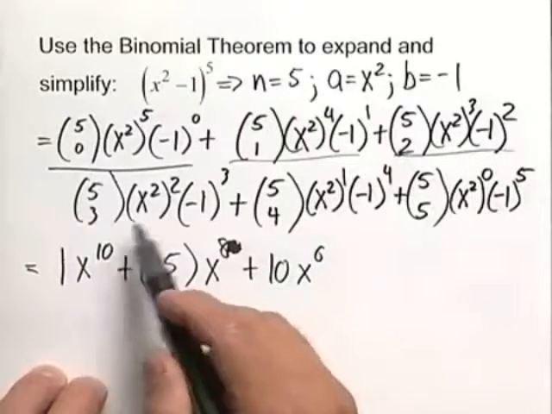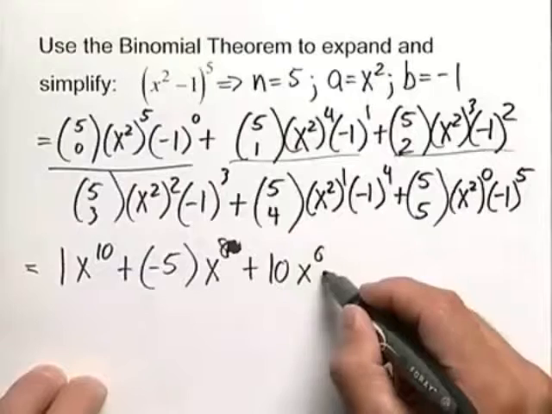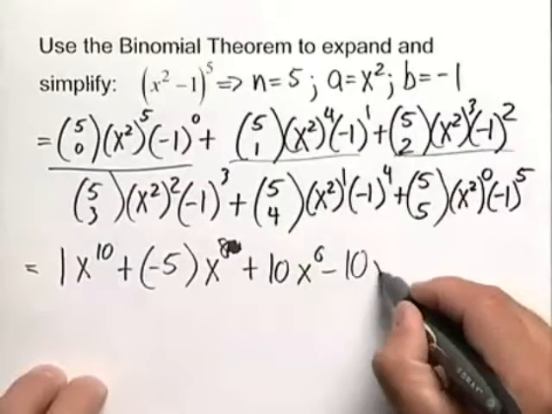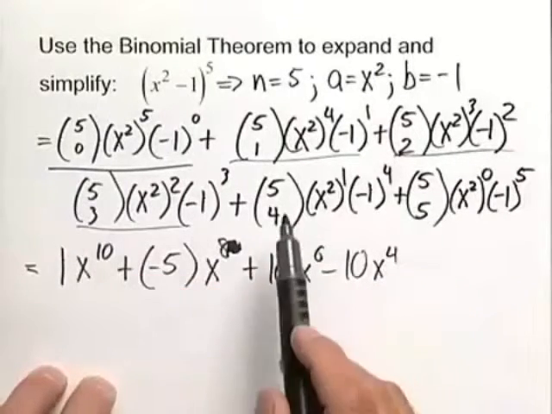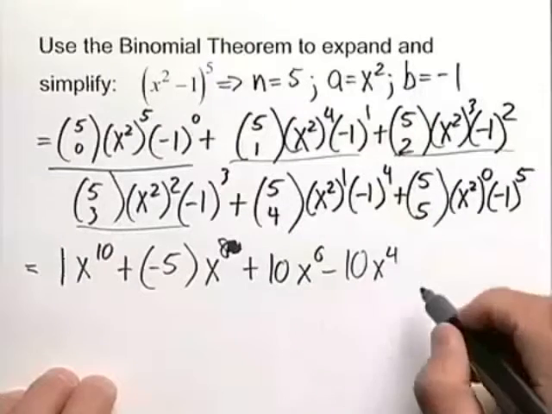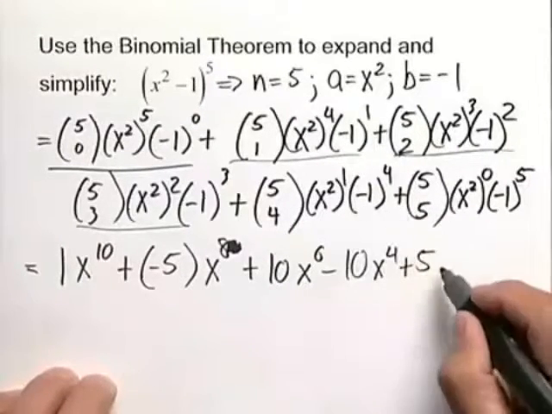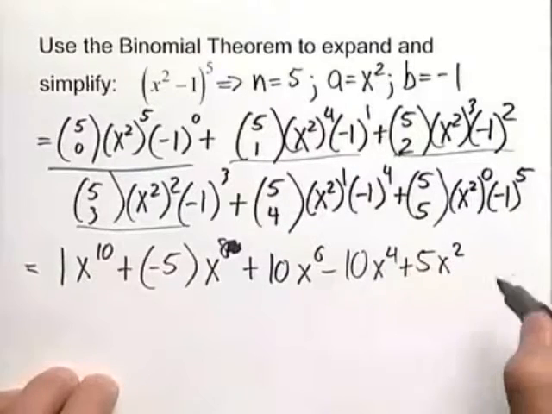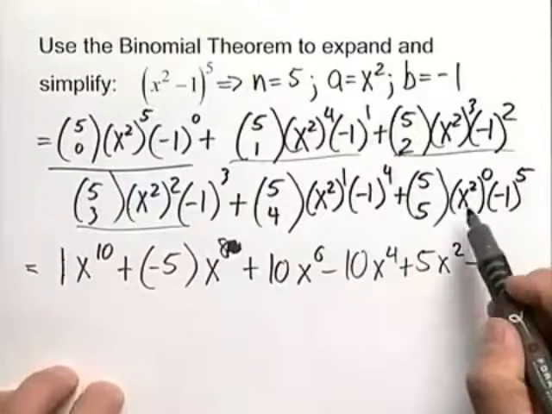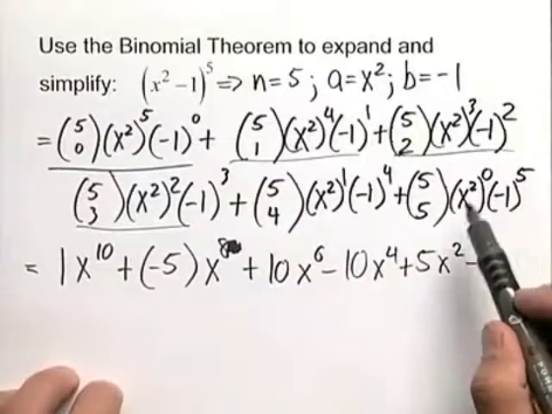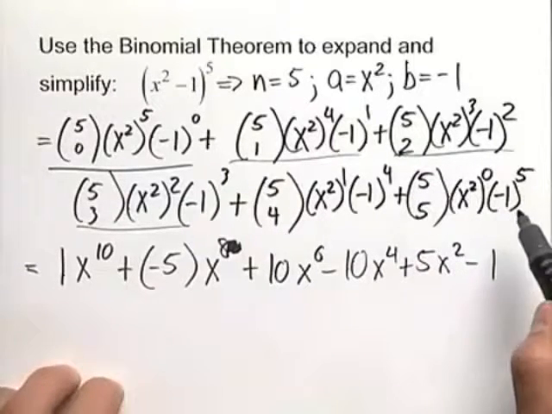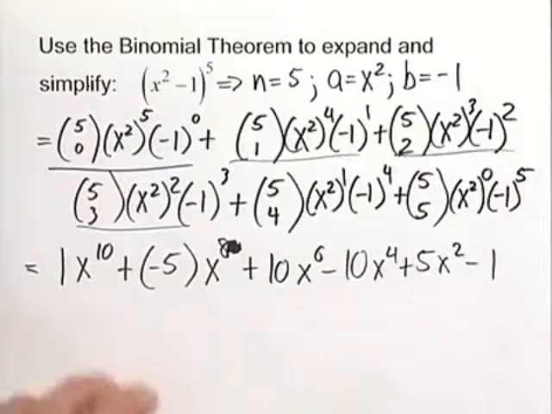Continuing here, we're going to have a minus because it's a negative 1 cubed, negative 10 x to the fourth. I got that one. 5 over 4 is going to give us simply 5, and that's going to be a plus because our negative 1 is to the fourth, x squared. And then finally, a minus 1, remembering that x squared to the 0th power is 1, 5 over 5 is 1, negative 1 to a fifth power, that's where we get our negative.